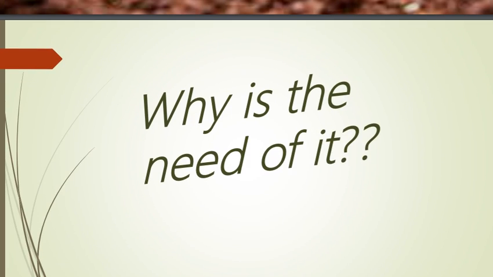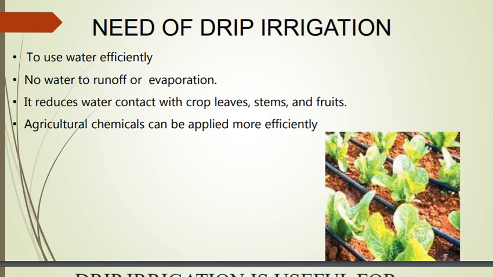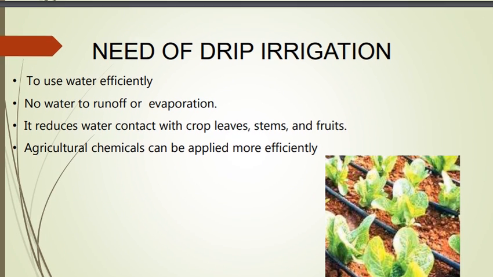Next is, what is the need of it? So the need for drip irrigation is to use the water efficiently, no water lost to runoff or evaporation. It reduces the water contact with crop leaves, stem and fruits. Agricultural chemicals can be applied more efficiently.